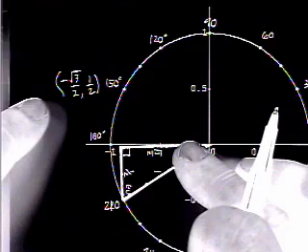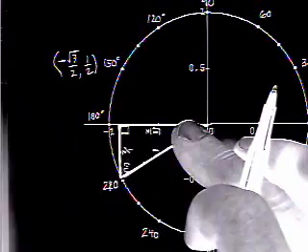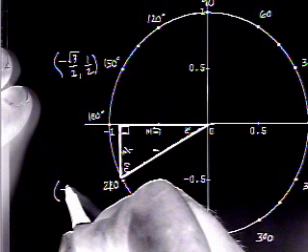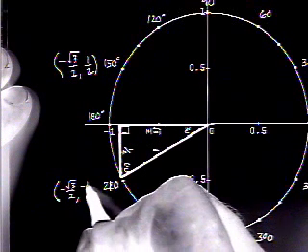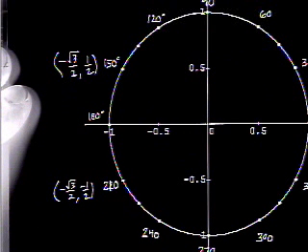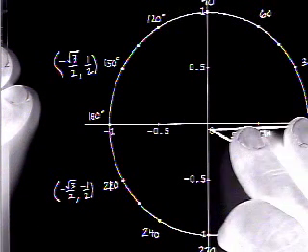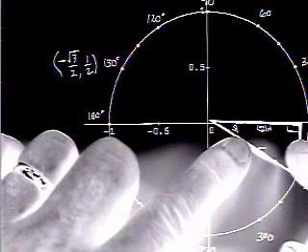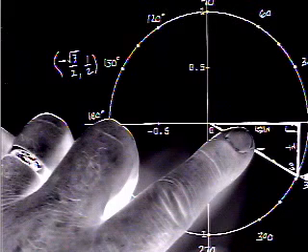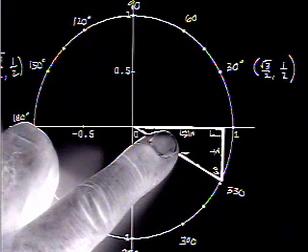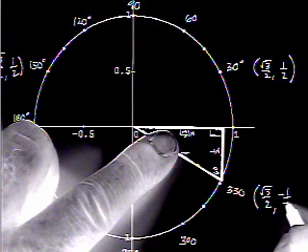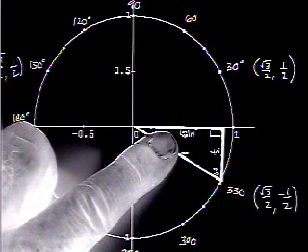210 also goes with it, right? It has a negative x and a negative y. That would be negative radical 3 over 2, comma, negative 1/2. And 330 also has this reference angle. Positive x, negative y. So this would be positive radical 3 over 2, negative 1/2.